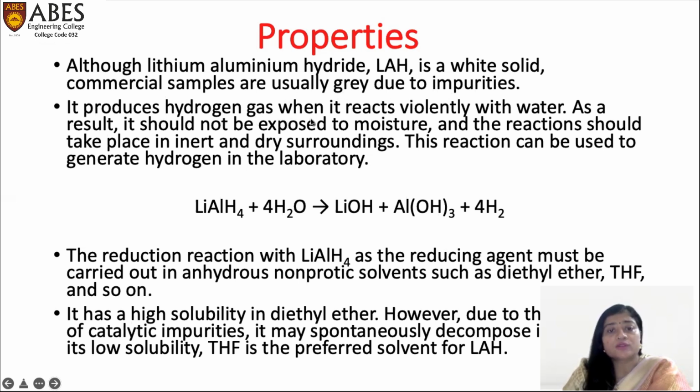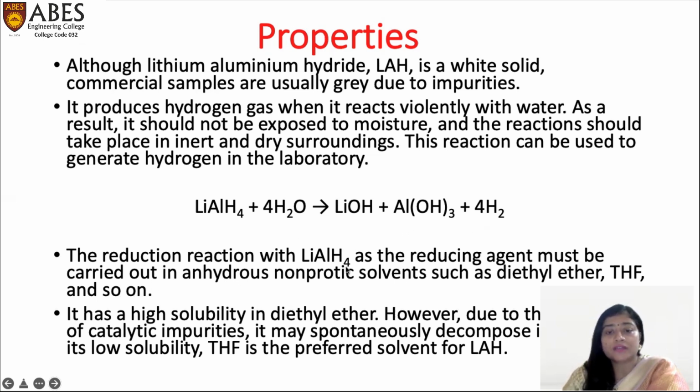It produces hydrogen gas when it reacts violently with water. As a result, it should not be exposed to moisture and the reaction should take place in inert and dry surroundings. This reaction can be used to generate hydrogen in the laboratory. As we know, hydrogen production as a fuel is a hot topic in industry recently, so this reaction is also used for the production of hydrogen. When lithium aluminum hydride is moistened, it leads to high production of pure hydrogen and aluminum hydroxide along with lithium hydroxide.